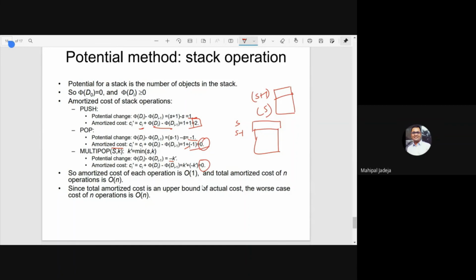So that's the idea. Like the accounting method, the amortized cost is similar, right? We're giving $2 for push and $0 for pop as well as multi-pop. If we talk about a sequence of n operations, then after n operations, the total amount we are paying is 2n, which is order of n, and the amortized cost is again order of 1, which is nothing but average cost.